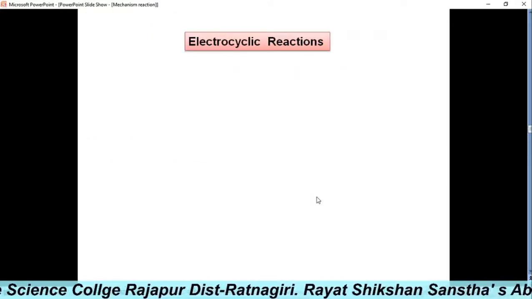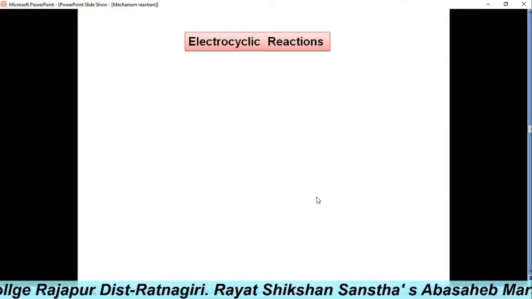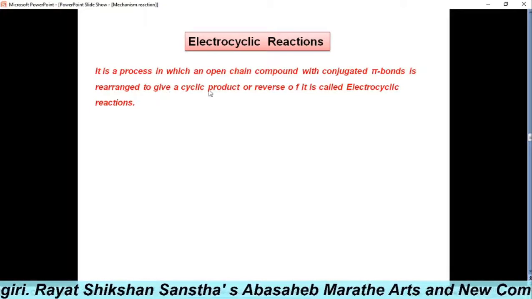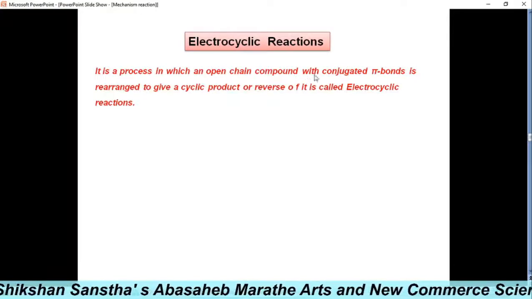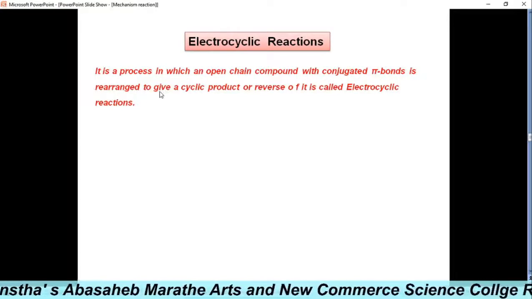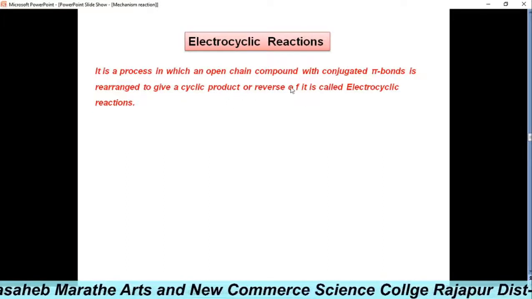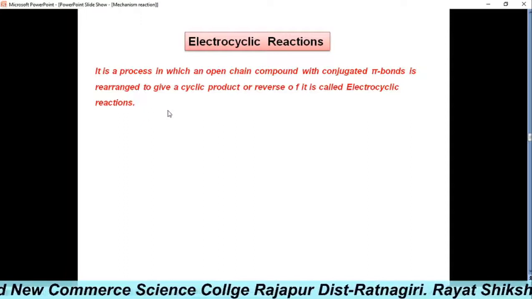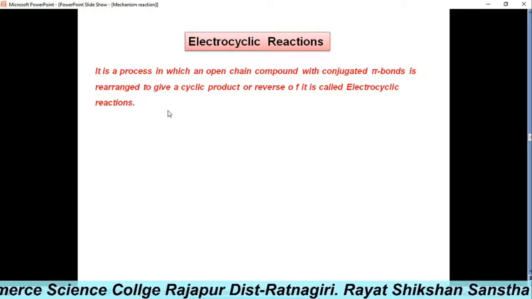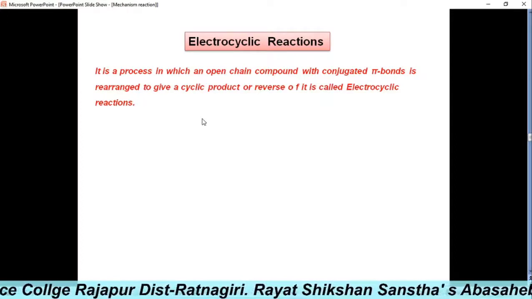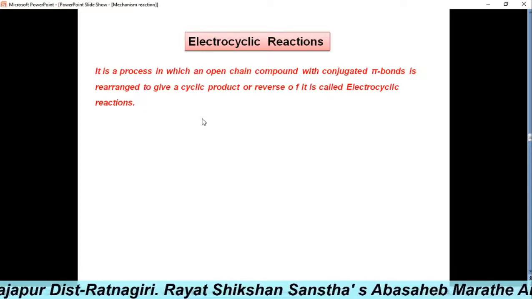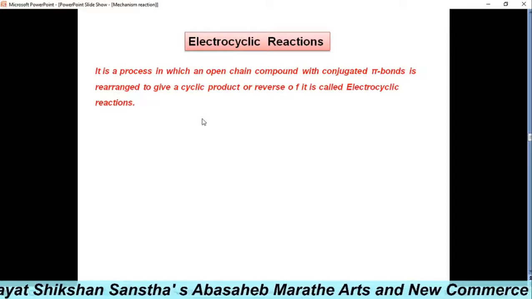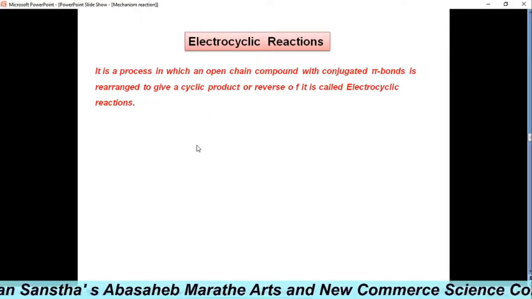Now the first type we will see is the electrocyclic reaction. Electrocyclic reactions are processes in which an open chain compound with conjugated pi bonds is rearranged to give a cyclic product, or the reverse of it, which is a ring opening type of reaction. Electrocyclic reactions are one-step reactions taking place by the action of heat or light, involving formation of a cyclic nonpolar transition state.